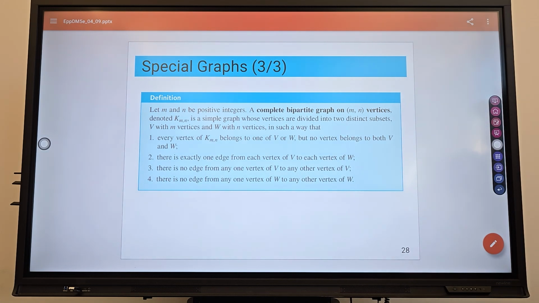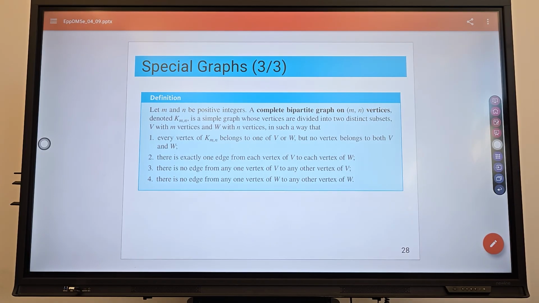Now, a complete bipartite graph is a simple graph whose vertices are divided into two distinct subsets, M vertices in group V and N vertices in group W, in such a way that every vertex belongs to one of V or W, but no vertex belongs to both V and W. And there is exactly one edge from each vertex of V to each vertex of W, and there is no edge from one vertex of V to another vertex of V, and no edge from any one vertex of W to any other vertex of W.